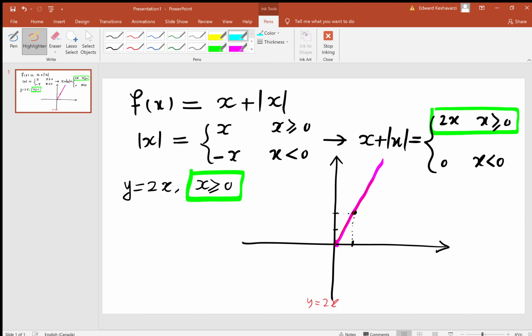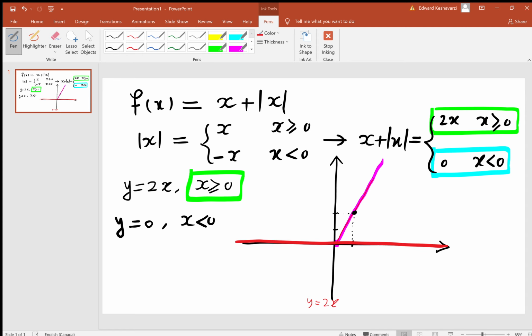Likewise, now I'm going to ask you to focus on this row. I'm going to write it here at the bottom of the screen. Y equals 0 for x less than 0. Y equals 0 is the x-axis. So the x-axis is, I'm going to make it red.